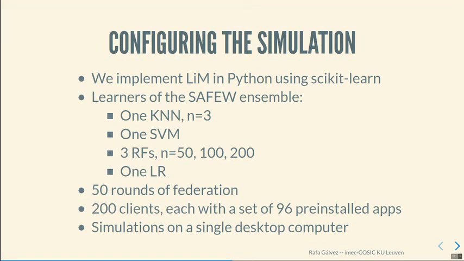For that reason, we just used very vanilla models: one KNN with n equals 3, one SVM, 3 random forests, and one logistic regression. And we ran experiments with each of them as baseline and the rest as base learners. In the paper, again, you have a table with all the averages of all the experiments. We simulate a federation with 50 rounds and 200 clients, each with a set of 96 pre-installed apps I drew from one of my own phones.